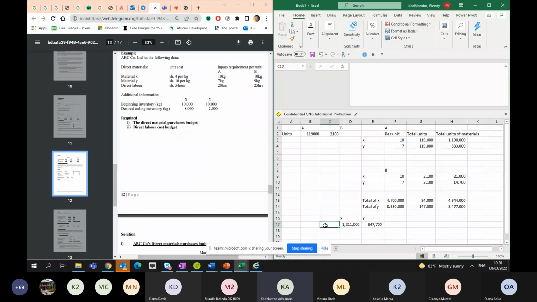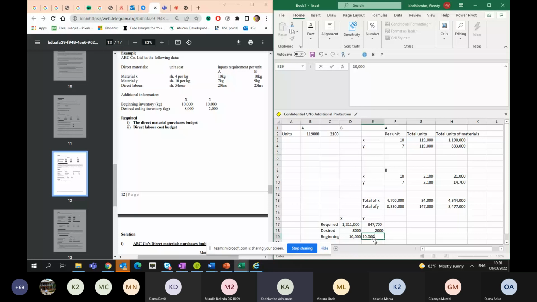But then remember, we already have some. So beginning, then we already have what the desired level is. Okay, let's start with desired level. And here we are being told for X, at the end of it, we still need to have 8,000. At the end of it, we still have to get 2,000 here. Then what we have in the beginning is 10,000. And here is still 10,000.